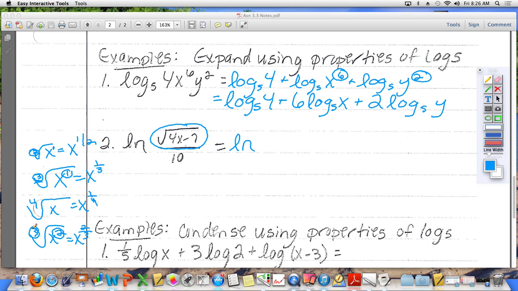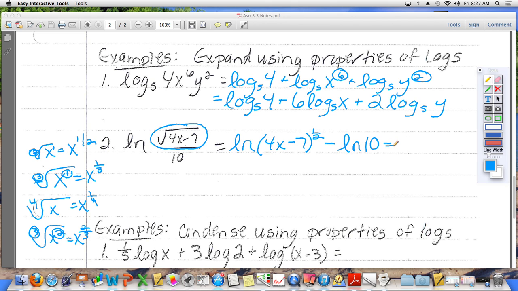4x minus 7 to the 1/2? Yeah, so this is the same thing as 4x minus 7 to the 1/2 power, minus, because it's dividing, minus the ln of 10. Okay, we're not done yet though.